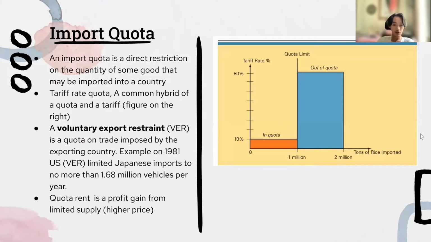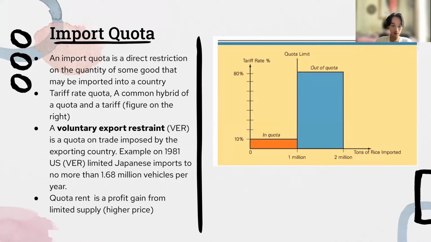The third one is the import quota. An import quota is a direct restriction on the quantity of some goods that may be imported into a country. A tariff rate quota is a common hybrid of a quota and a tariff. For example, the figure on the right is a tariff rate quota.